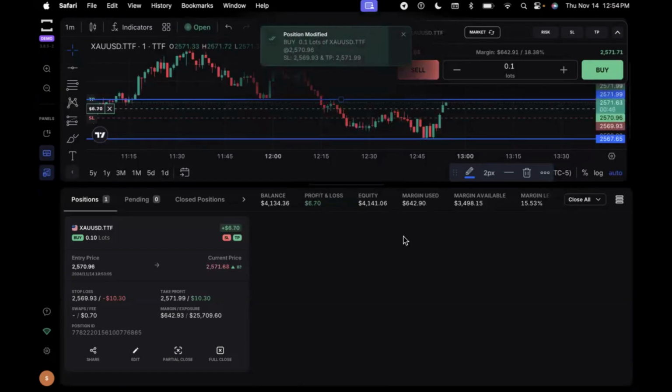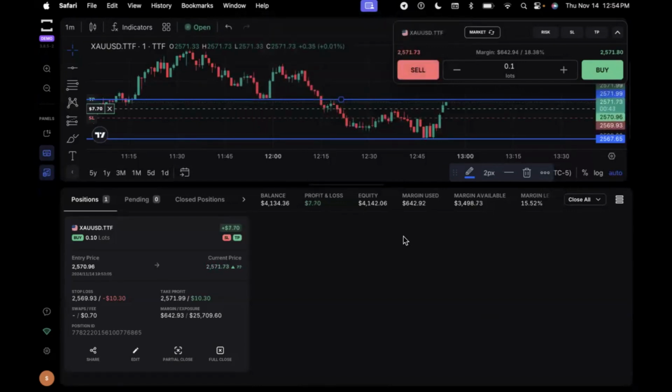Right? So we can see that the market is pushing up, right? We can see our profit is going up, right? And this is on the 1-minute chart. So you can really find entries on the 5-minute and enter on the 1. And this trade has about 30 pips to go before it hits TP.